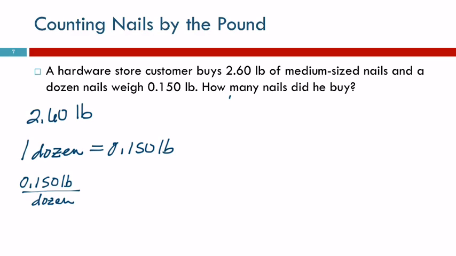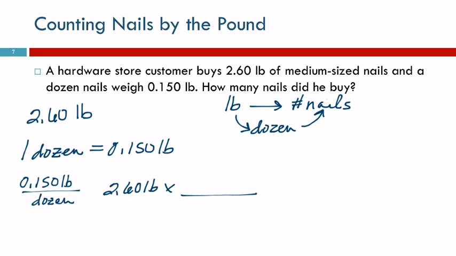So what I want to do here is I'm going to take pounds and I want to convert to number of nails. Well, do I have a relationship between pounds and number of nails? Not quite. I have pounds and dozens, right? Pounds and dozen. What is a dozen? 12. So I know the relationship between a dozen and number of nails. So I take 2.60 pounds of nails, and I'm going to multiply by dozen and divide by pounds. So those units cancel out. And then I'm going to go to number of nails and divide by dozen. So the dozens cancel out.